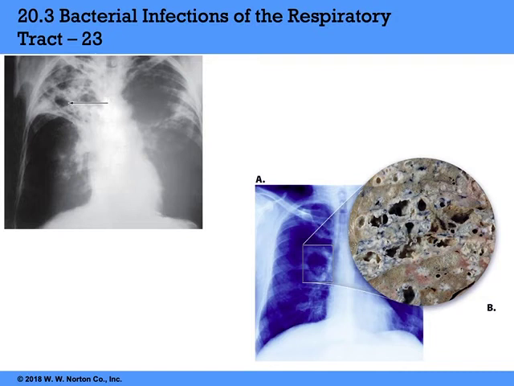Normally, the lung tissue is extremely porous, very lightweight, and has lots of surface area. But when this stuff begins to accrue in the lungs, you're reducing the ability of gas exchange to happen, right?